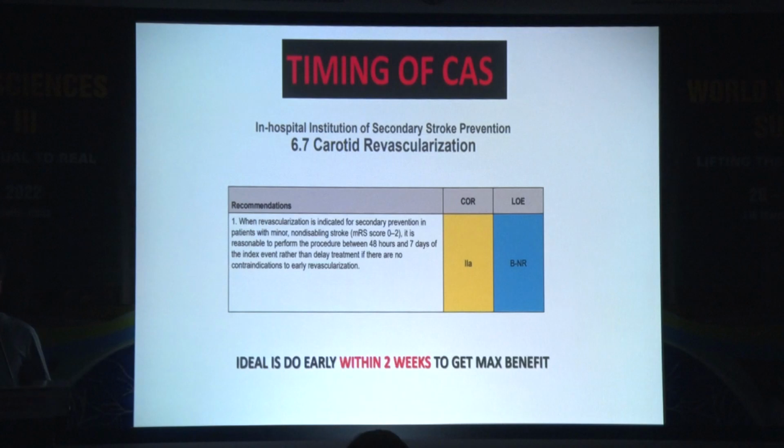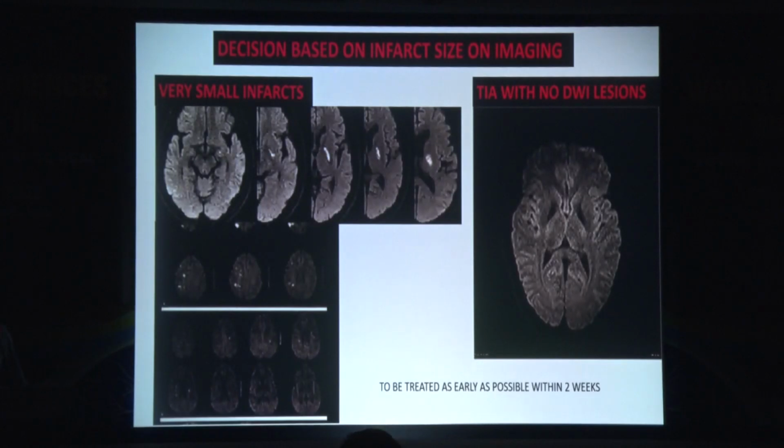Coming on to the timing of CAS, when should we do CAS? This is a very important and confusing question among all the physicians and the interventionists. When should we do carotid artery stenting? It should be done as early as 2 weeks to get a maximum benefit. But it is supported by the imaging also, so we have to make a decision based on the imaging. If the patient has a very small infarct, this kind of patient can be treated early, within 2 weeks.